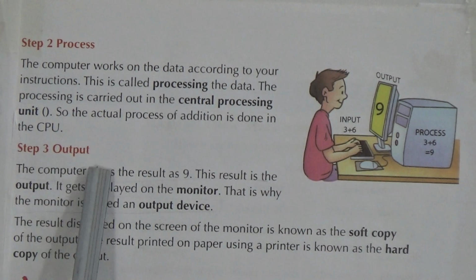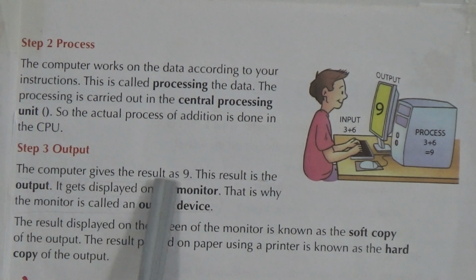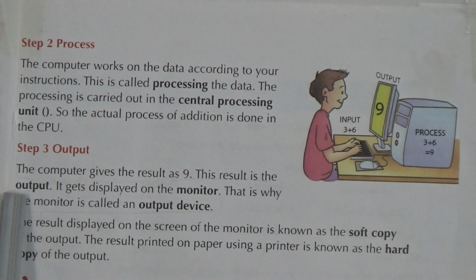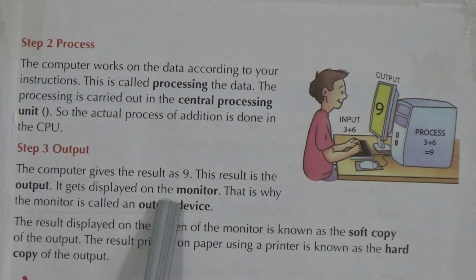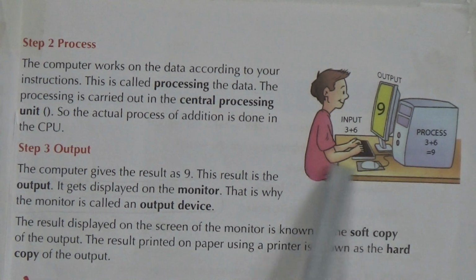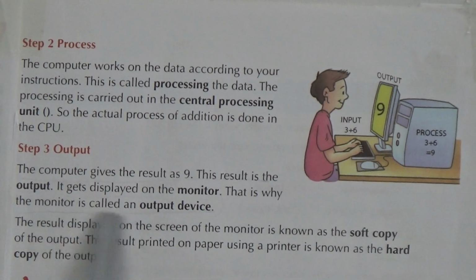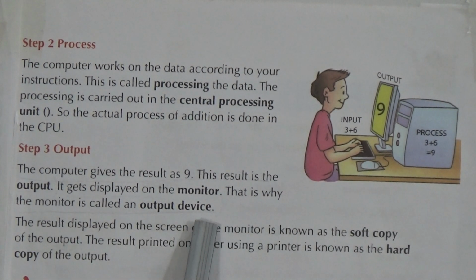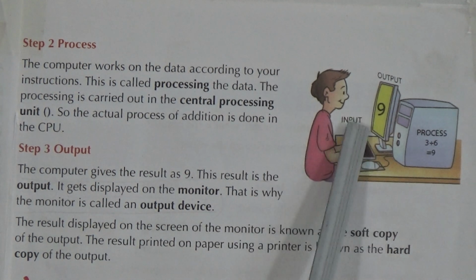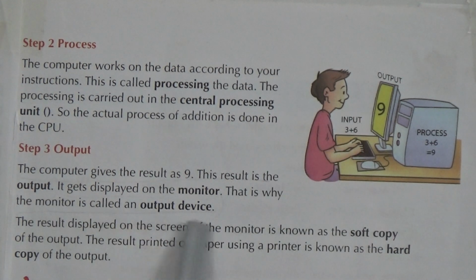Step 3, output. The computer gives the result as 9. This result is the output. It gets displayed on the monitor as seen in the picture. That is why the monitor is called an output device. As the output can be seen through the monitor, it is called an output device.